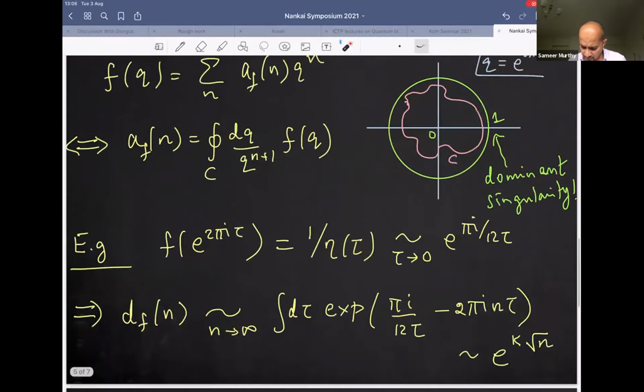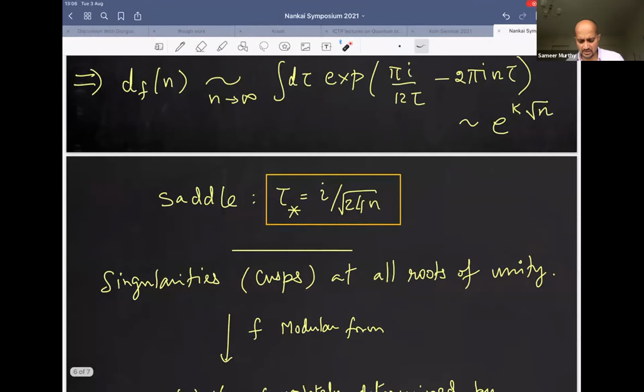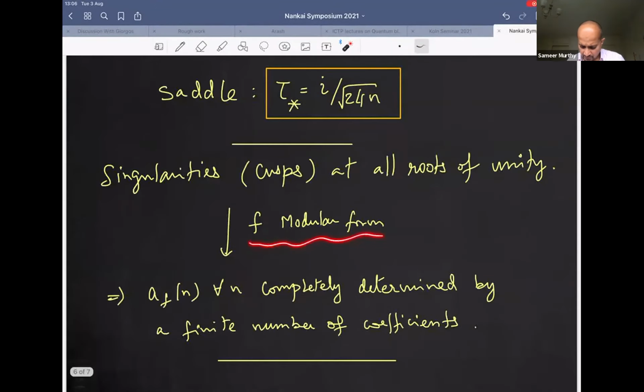So in fact, what you have to do is to take a contour which goes there and then goes near every rational point. That's a tricky problem, but this has been solved by analytic number theorists. If you have a modular form, you can actually calculate a(n) exactly, and it's completely determined by some finite number of coefficients by these kinds of methods. This is called the circle method, which was developed by Hardy, Ramanujan and Rademacher.